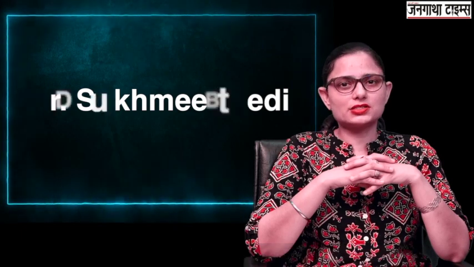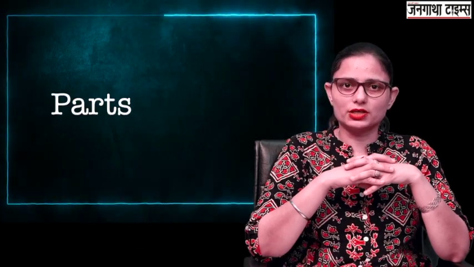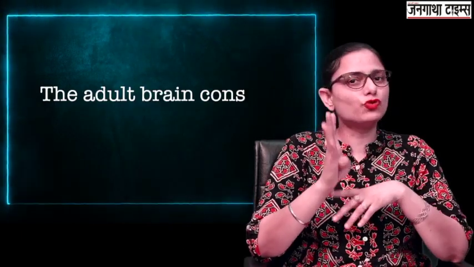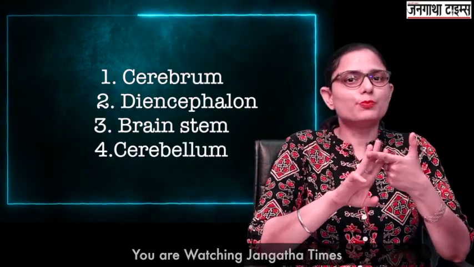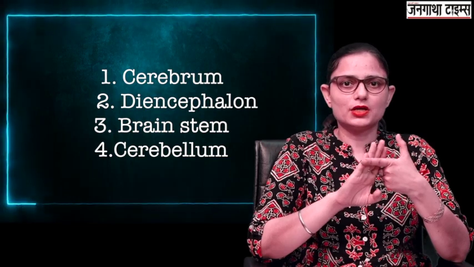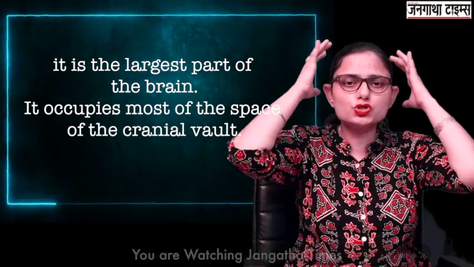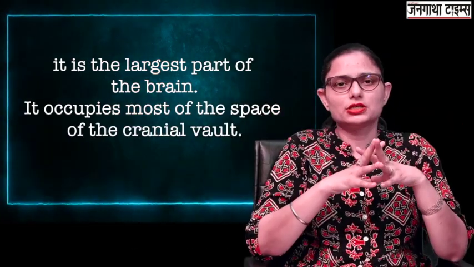Today we'll be discussing the topic, the parts of the brain. Now the adult brain has four major parts: the cerebrum, diencephalon, brainstem and the cerebellum. Now the first part is the cerebrum. It is the major part of the brain and it occupies most of the cranial vault.